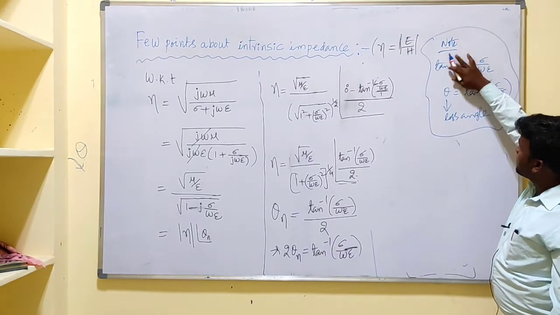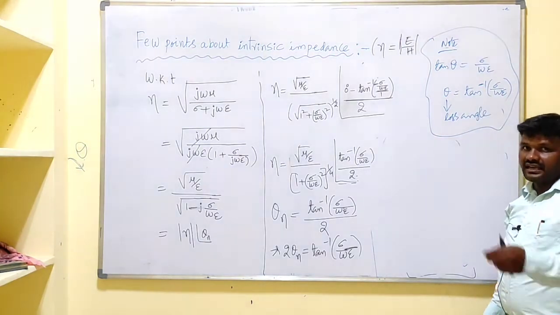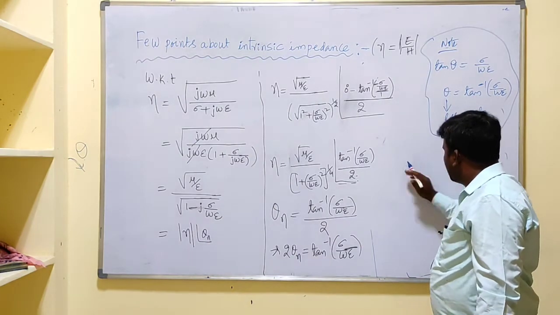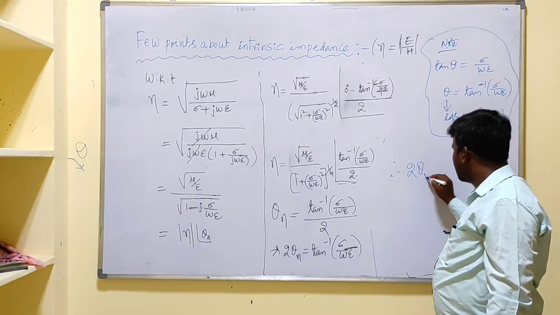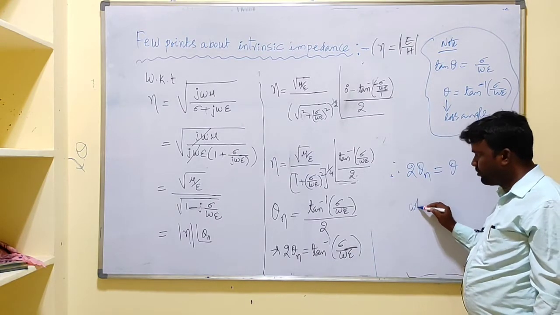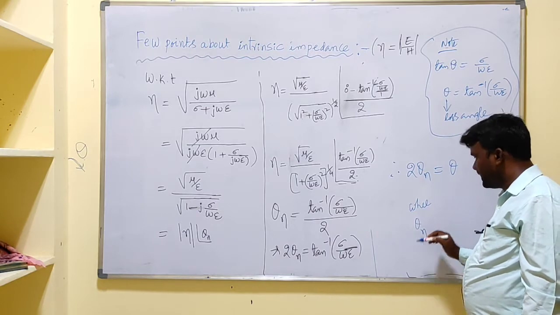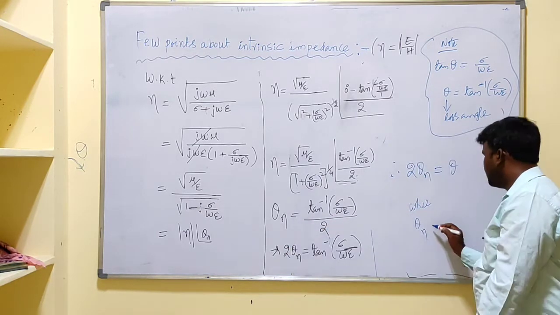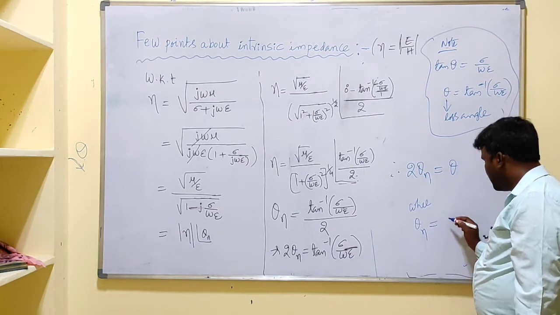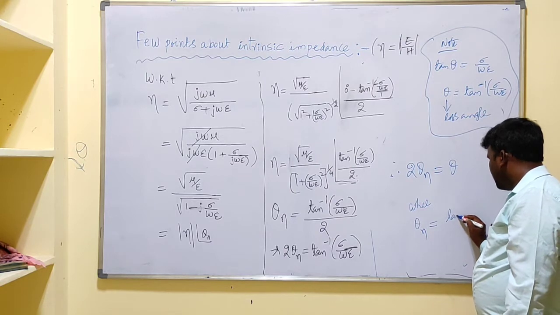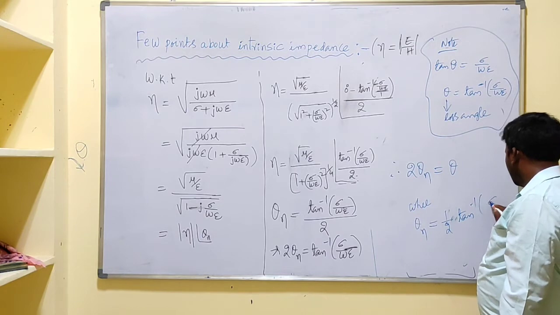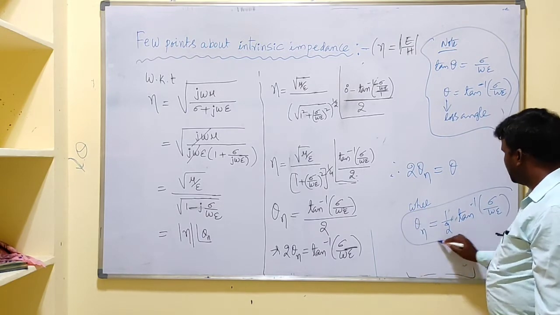I will explain about this loss tangent in the topic of loss tangent or dissipation factor. Okay, so we can write therefore 2 theta n is nothing but theta, where theta suffix eta, not theta n, theta suffix eta equal to 1 by 2 into tan inverse of sigma by omega epsilon. So this is about what?